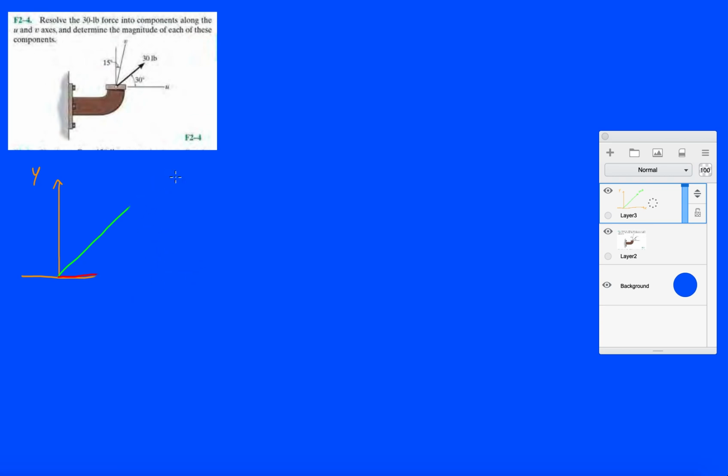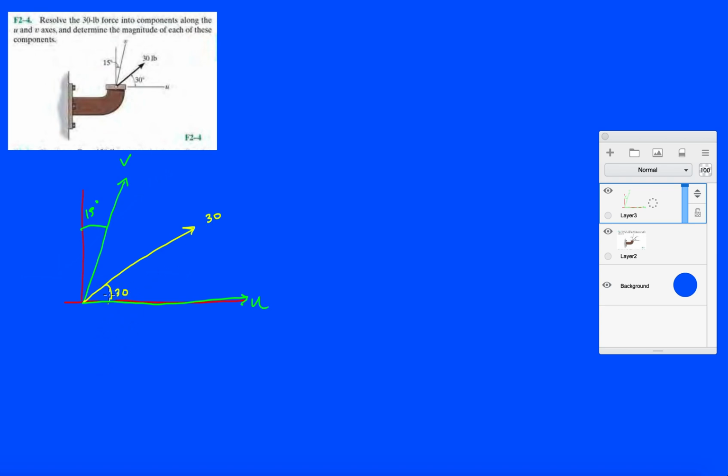But notice how those two vector components that I just added up are parallel to the x-axis and parallel to the y-axis. So now here I'm going to have these auxiliary lines, and then we know that my u axis is in this direction, and my v axis makes a 15-degree angle here, okay? And this is my v axis, all right? Now, let's draw the 30-pound vector. So the 30-pound vector goes in this direction at a 30-degree angle, okay?